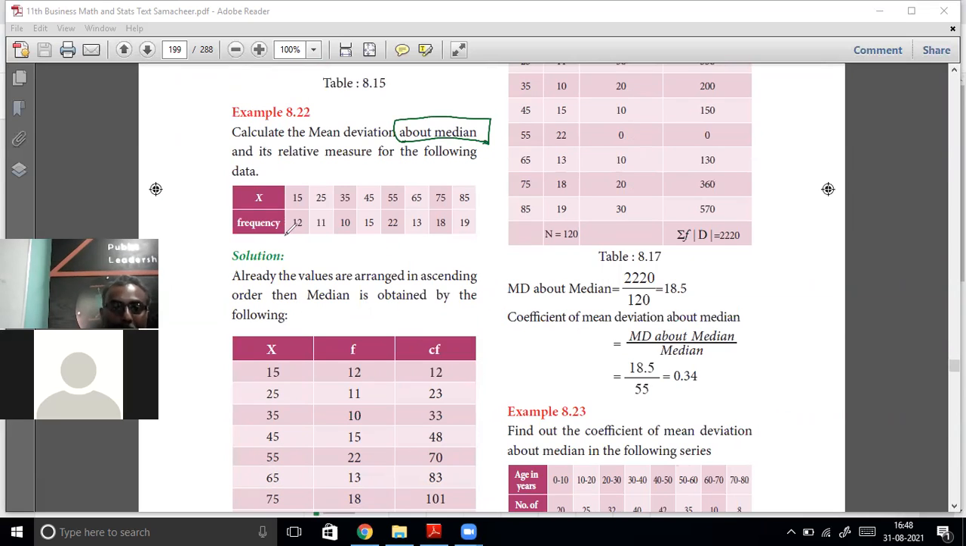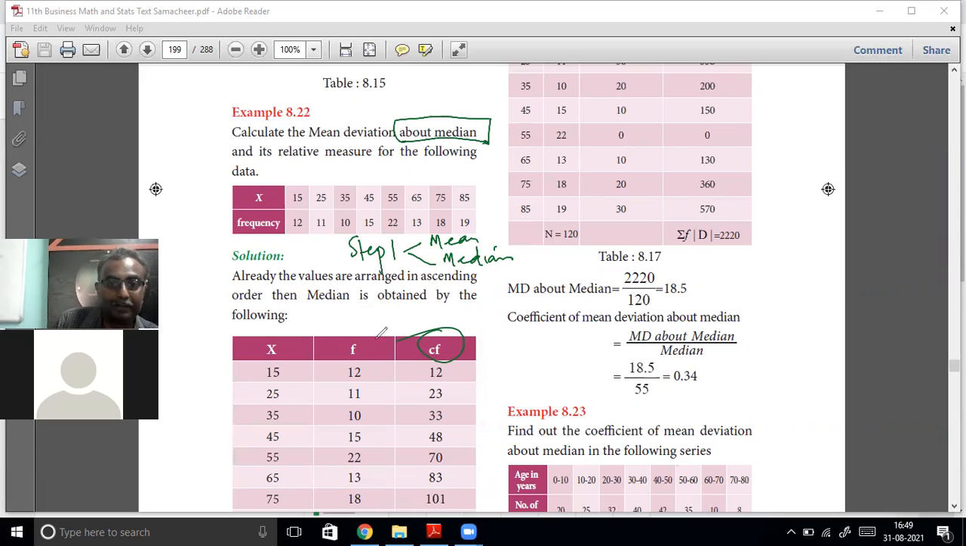So first, step 1, what do you do? If they ask mean deviation about mean, find the mean. If they ask mean deviation about median, find the median. In order to find the median, you have to find the CF column. CF is what? Cumulative frequency. You must know that.